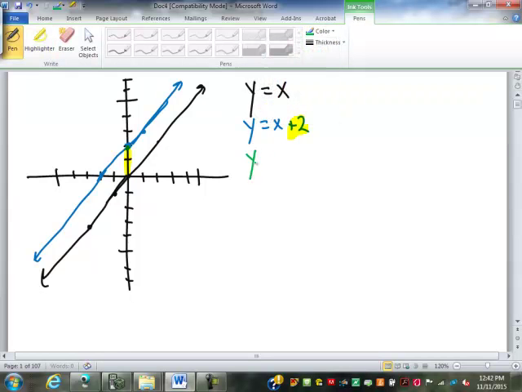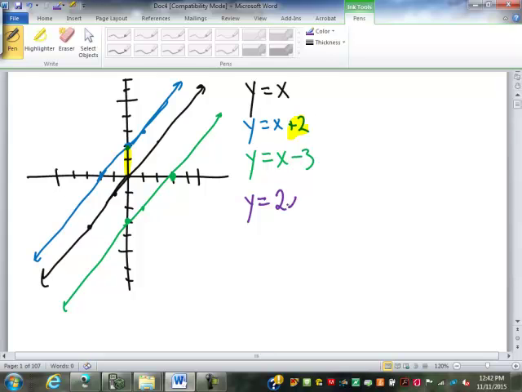What do you think would happen if I do this? It's going to move down 3. If adding 2 moved it up 2, subtracting 3 is going to move it down 3. If x is 0, what's y? -3. If x is 3, what's y? 0. If x is 1, what's y? -2. So you can see subtracting 3, x minus 3 just moved it down 3. So we can move the line up or down by adding or subtracting.